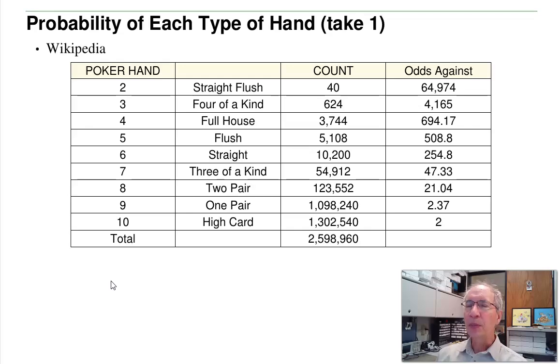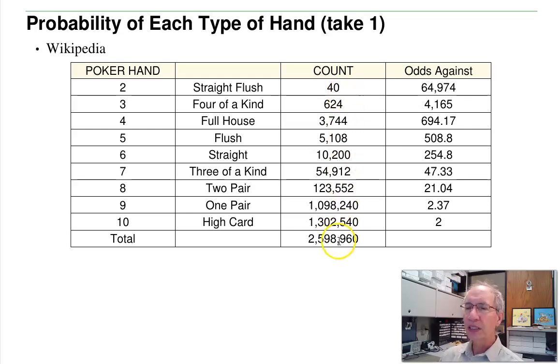In order to get the probability of each type of hand, one way is to go to Wikipedia. Now, poker's been analyzed to death, and we know very well how many different ways you can get a straight flush, how many different ways you can get 4 of a kind, and so on. That's all in Wikipedia. And here the straight flush also includes royal flushes.